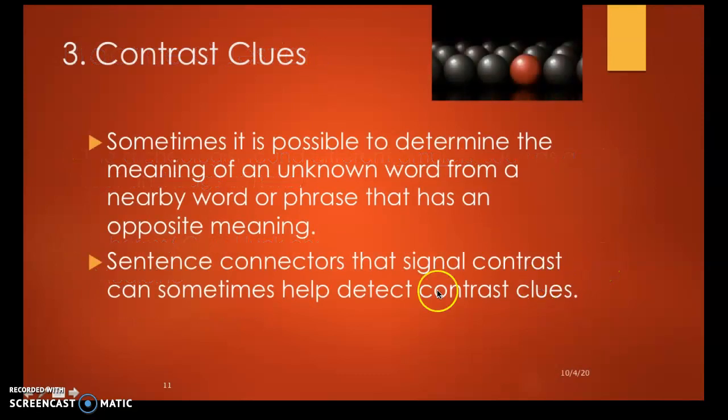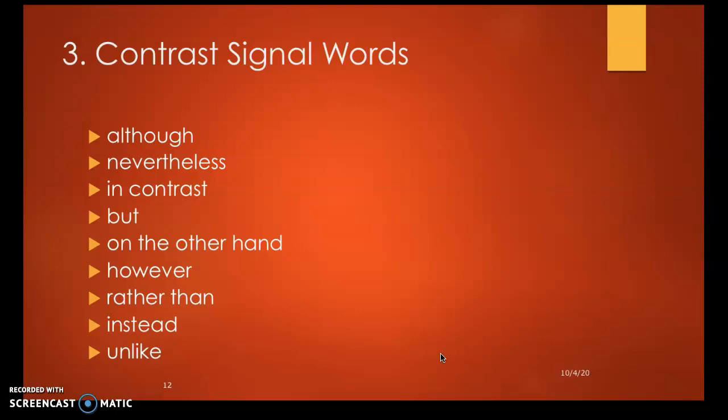Another type of context clue that you may come across is a contrast clue. So sometimes they'll give the opposite meaning of something, or they'll contrast a concept with its opposite. And you'll find that certain connectors or transition words always signal that contrast for you. Words such as but or however or on the other hand. And here's a list of some of those signal words. I just mentioned a few of them. Other ones such as although or in contrast or instead or unlike would also be words that signal or indicate contrast.